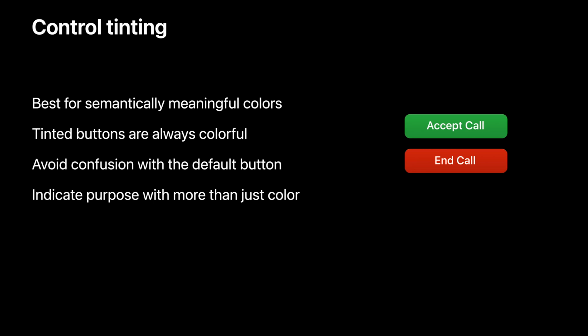One important note is that tinted buttons always show their tint color in every active state, unlike ordinary push buttons which are white or gray. This puts your tint color front and center. However, take care in your design not to create confusion with the default button, which also uses a colorful appearance. Finally, it's important to convey your control's purpose using more than just color. You want to make sure that people who have difficulty distinguishing between colors can still easily identify the purpose of a given control. So be sure to provide a clear label or icon.